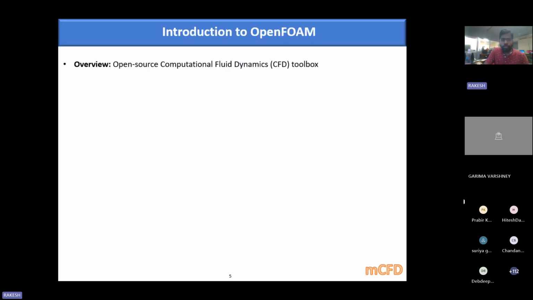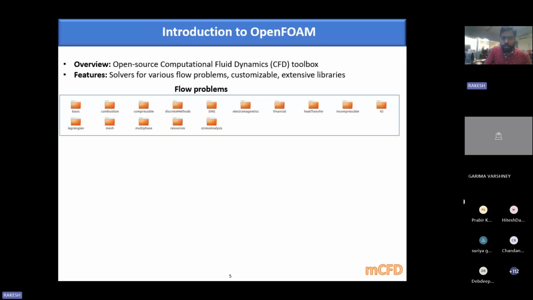Already we have seen that this is an open toolbox, which can be used for various flow problems and is customizable, as already discussed in the past talks. It has extensive libraries, and I have taken snapshots from the tutorial part so that this can be useful for researchers or students who are in the initial phase of their study.